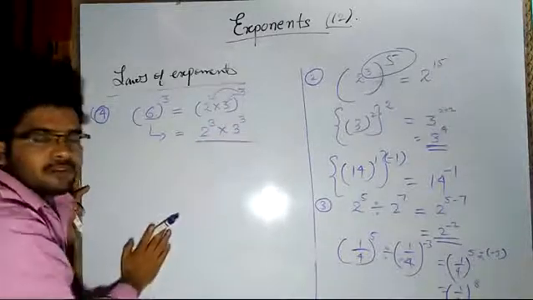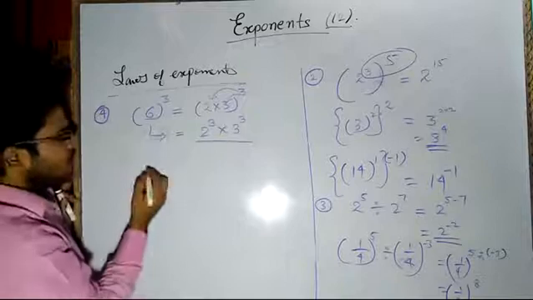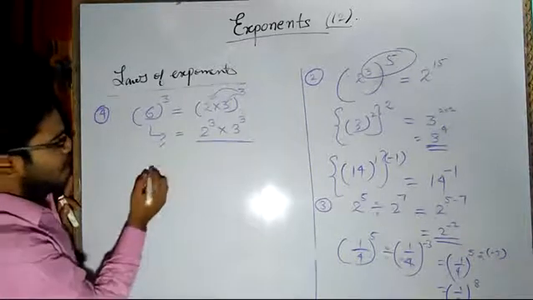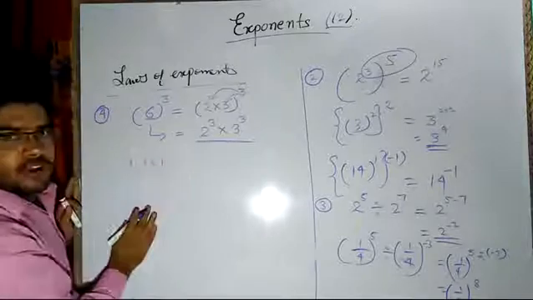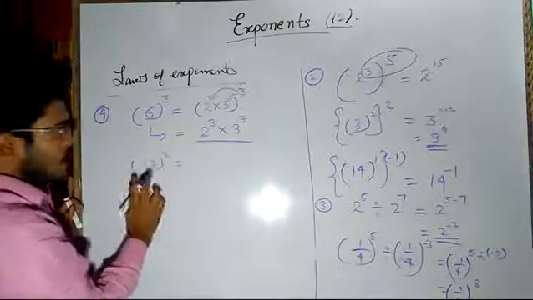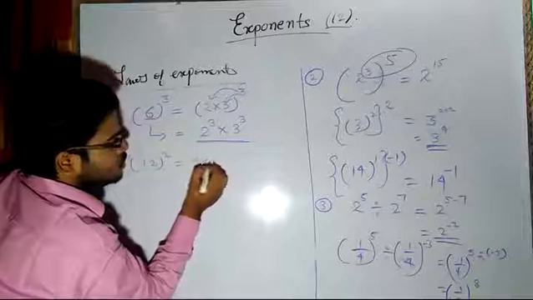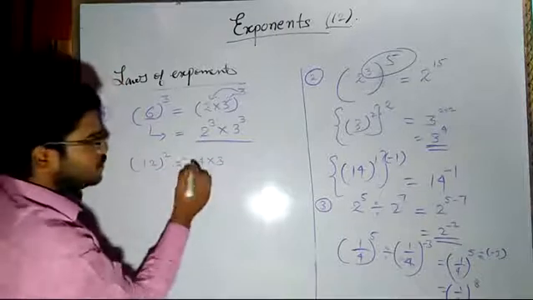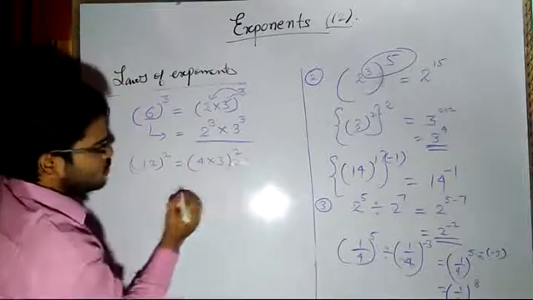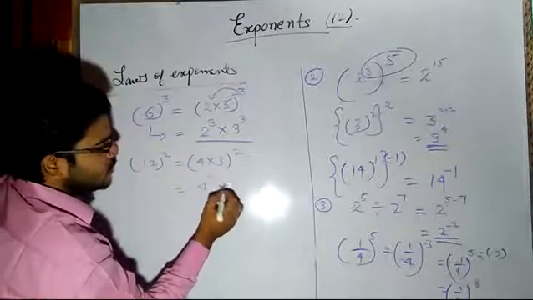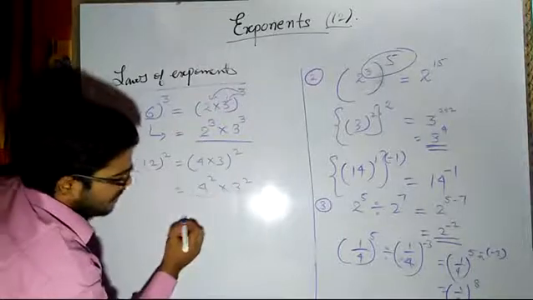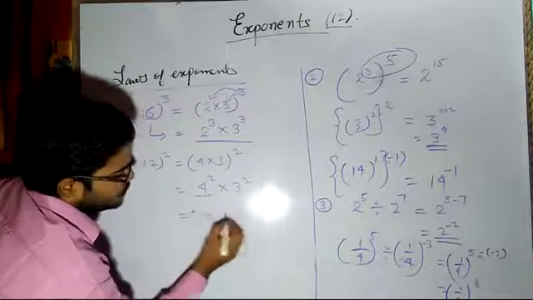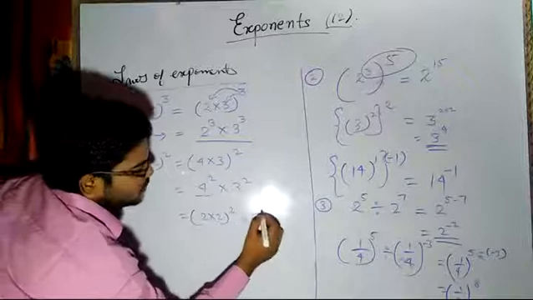Like this I have separated this. I could have also done it with another number, like 12 raised power 2 for example. Then what can I do? I can write this as 4 into 3, correct? 4 into 3 raised power 2. So this will be written as 4 raised power 2 into 3 raised power 2. Again this 4 can be broken into 2 into 2 raised power 2 into 3 raised power 2.